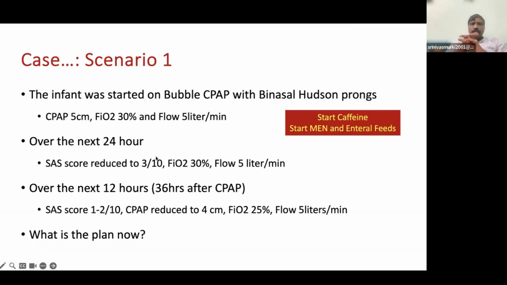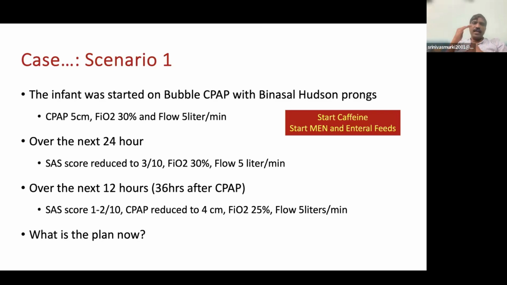So this baby was started on a bubble CPAP with binasal Hudson prongs with a pressure of 5, FiO2 30%, and flow of 5 liters per minute. Over the next 24 hours, the baby's SA score decreased from 7 or 8 to 3 by 10. FiO2 was still 30%, flow was 5 liters per minute. Over the next 12 hours, that is the next 36 hours after starting CPAP, the score has almost become nil or 1 or 2 by 10. CPAP was then decreased from 5 to 4 and FiO2 to 25%, and flow was kept as 5 liters. Now, what is the plan now? Either put him on oxygen or room air.